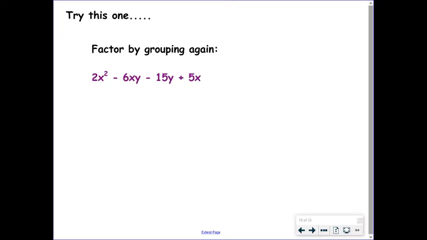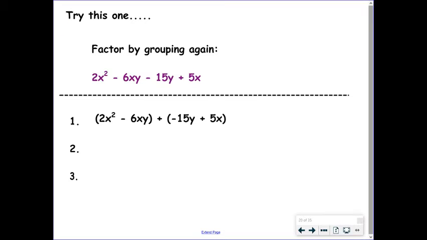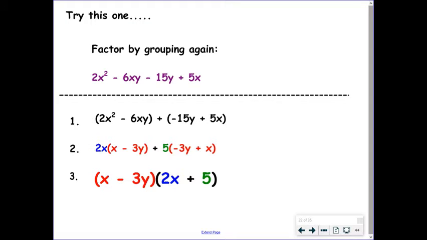Okay, again, pause, give this one a shot. So I'm going to pull out a 2x. I have x minus 3y left. I'm going to pull out a 5, but I have negative 3y plus x. Well, is that the same thing? Yeah, they actually are. So I'm going to write it x minus 3y and 2x plus 5.